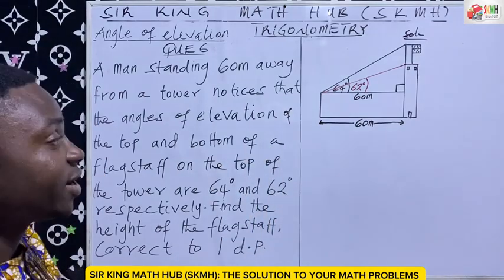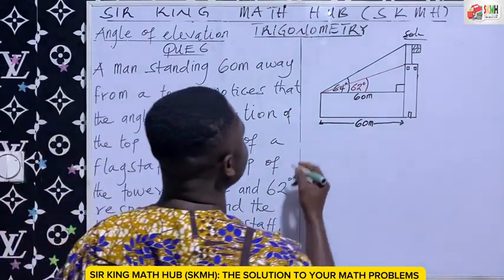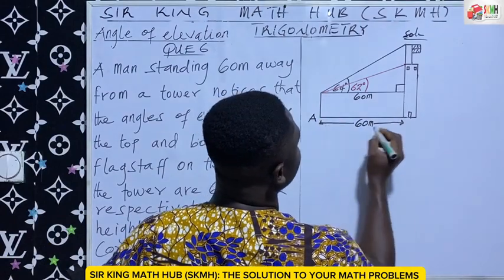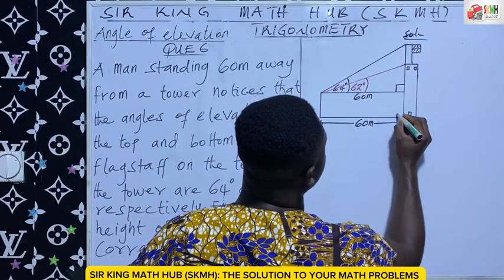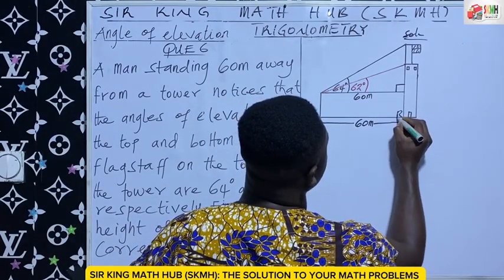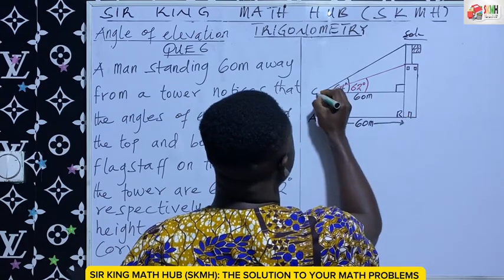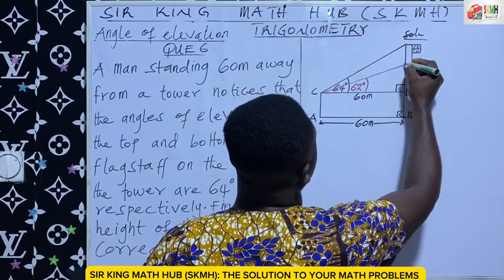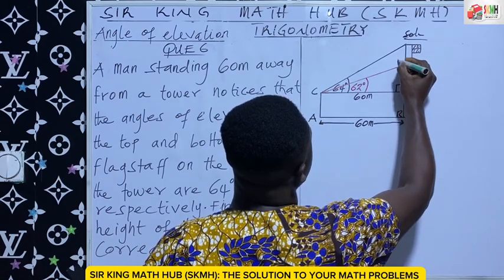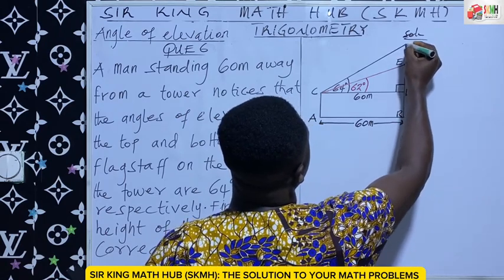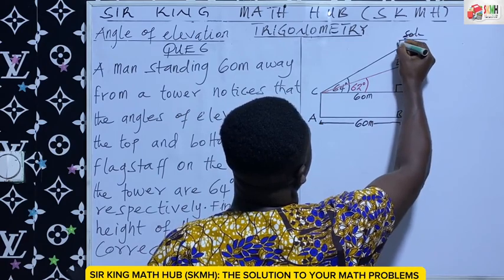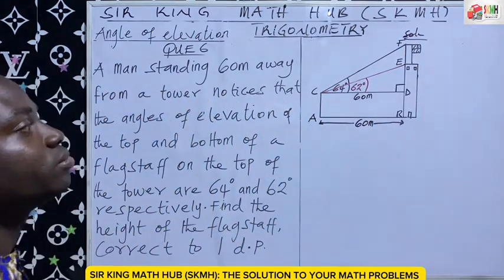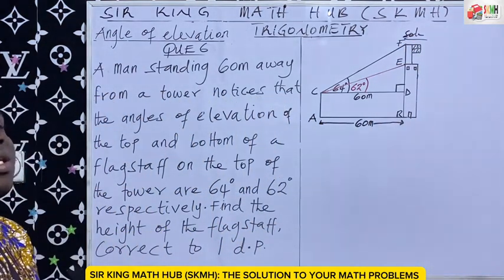So to make our calculation easier, let's label our diagram here. I'm labeling this side as A, this side here as B, this side as C, here as D, this point here as E, and then here as F, to make easier references from the diagram.